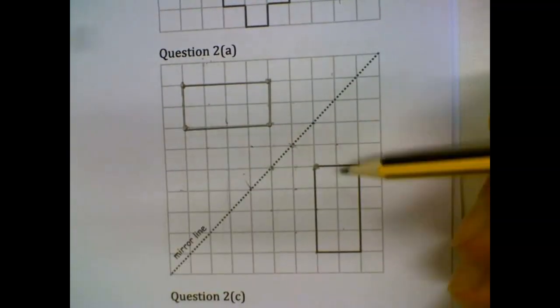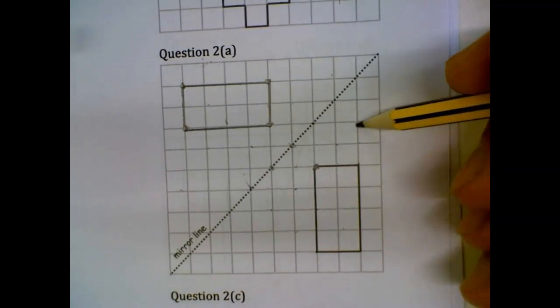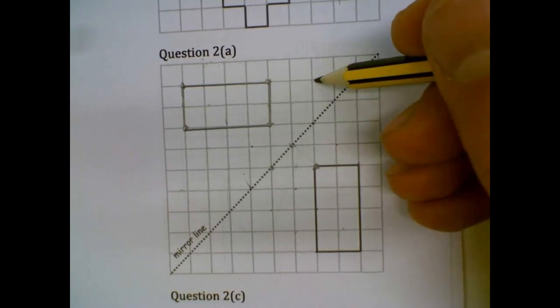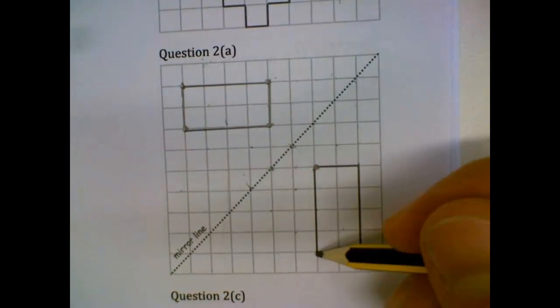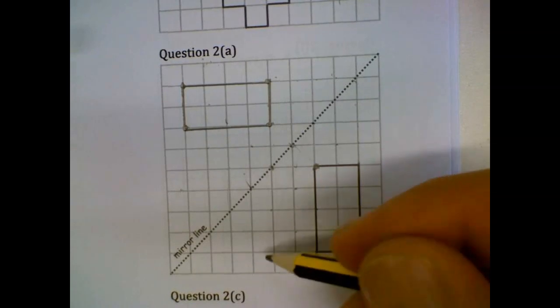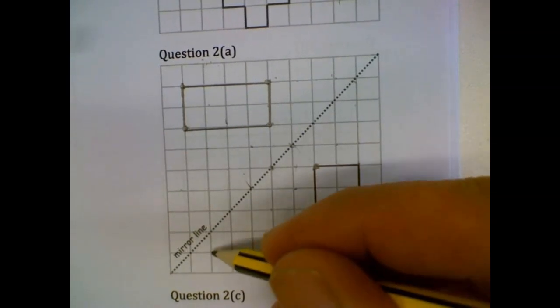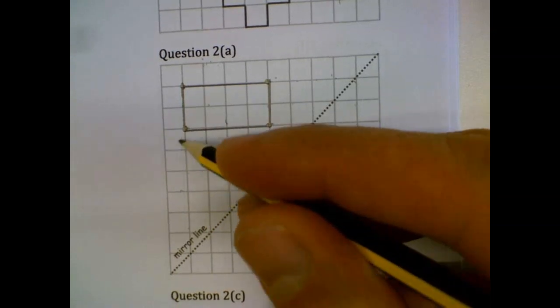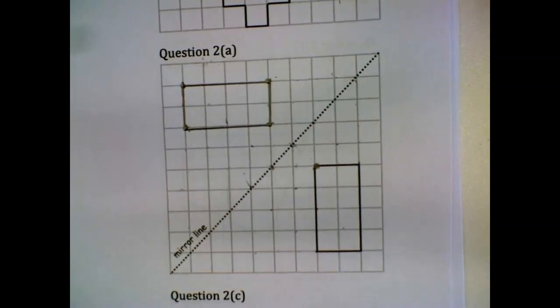I could have done it in the other direction as well. Look, 1, 2, 3, 4. Turn, 1, 2, 3, 4. Let's just try one last one to prove it. 1, 2, 3, 4, 5, 6. Turn, 1, 2, 3, 4, 5, 6, and that would work as well.